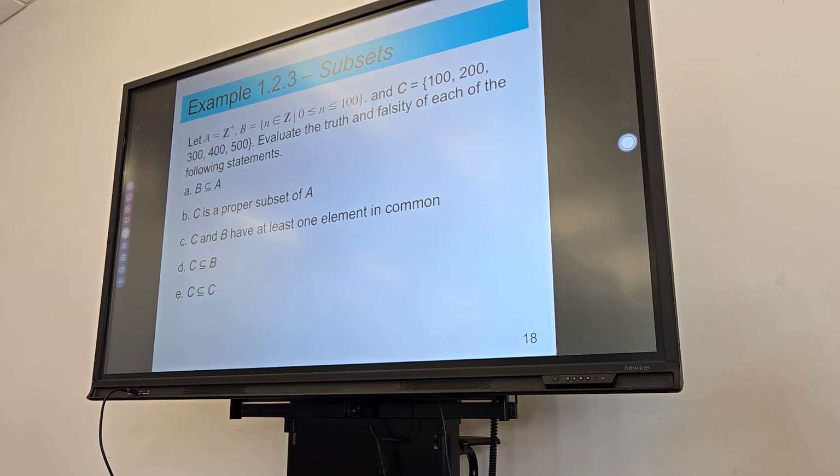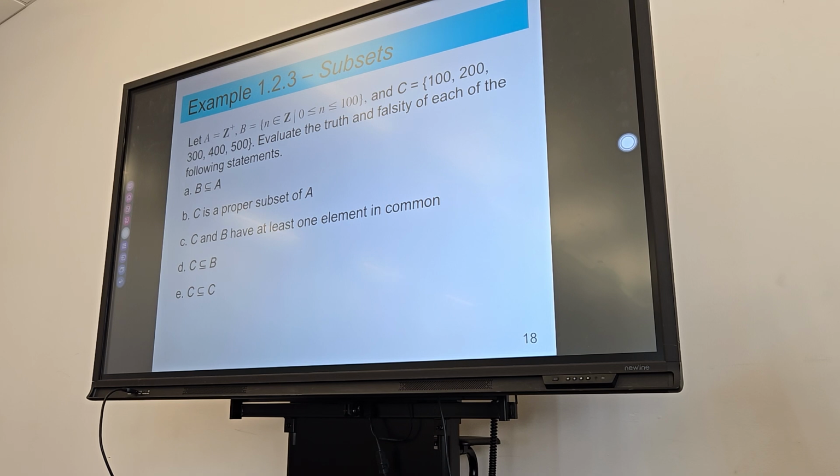No, it's not. It's not a subset or a proper subset, because A is positive integers. B includes 0, which is not a positive integer. Okay, so that is false.